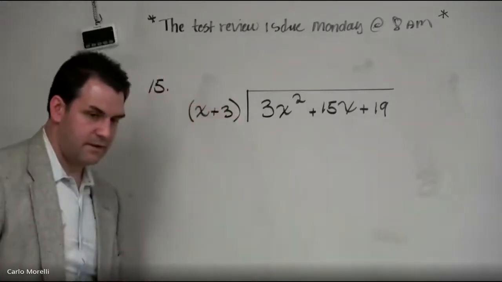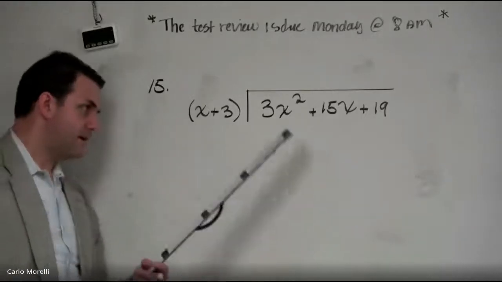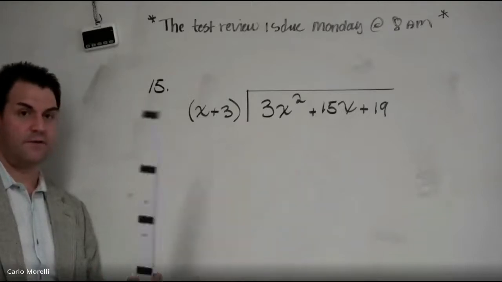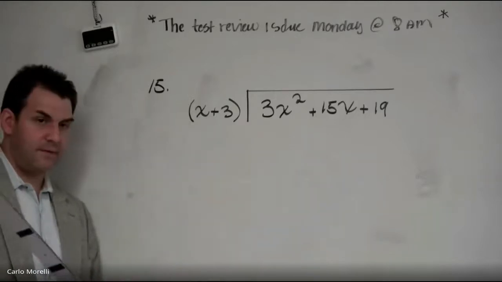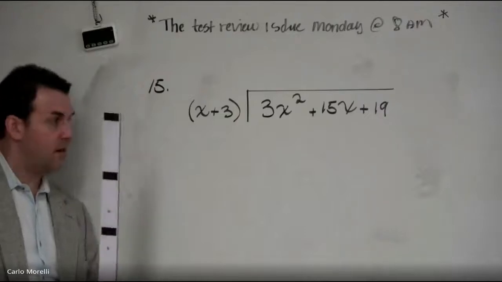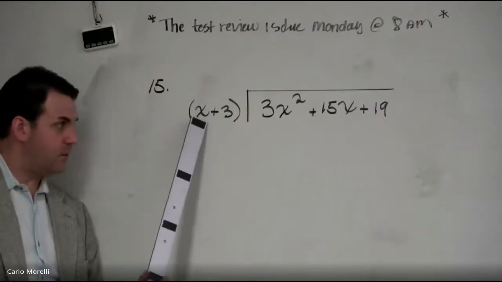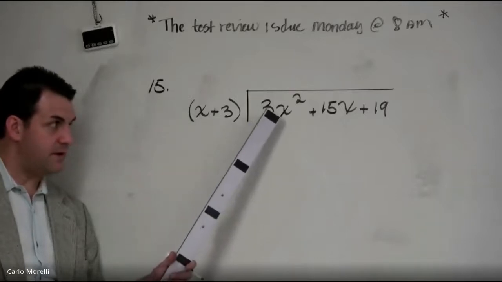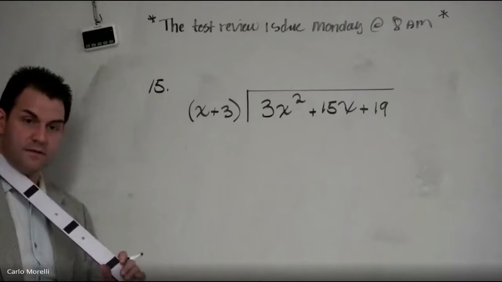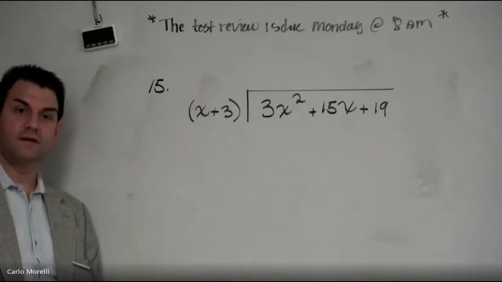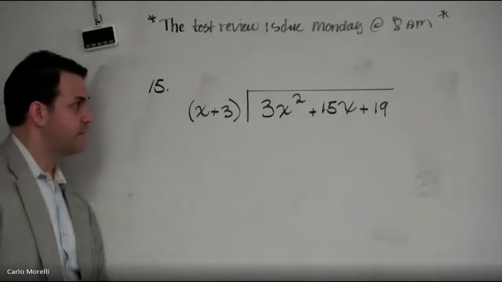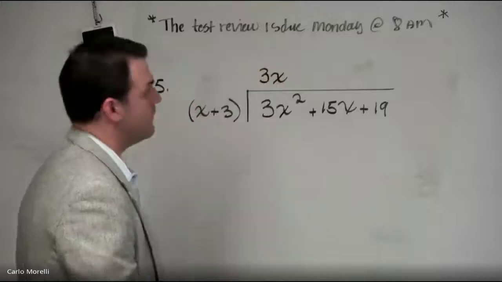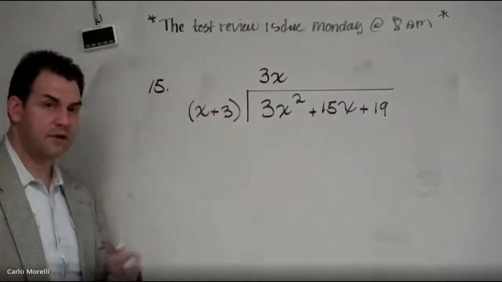Now, whenever I first saw this, I thought, man, I'll never be able to do this. I don't even know what they want me to do. Let me tell you what I want you to do. It's very simple. I want you to think in your mind, what would you need to multiply by x to make it equal to 3x squared? 3x. Very good. Great job. So write 3x up here. So this is actually part of the quotient.